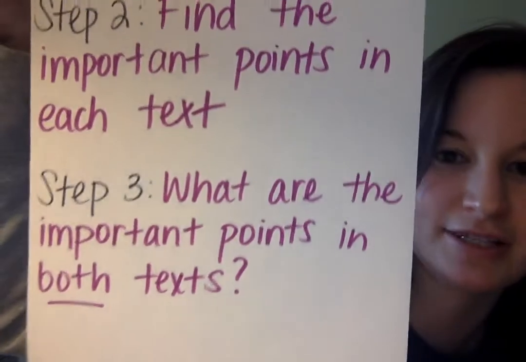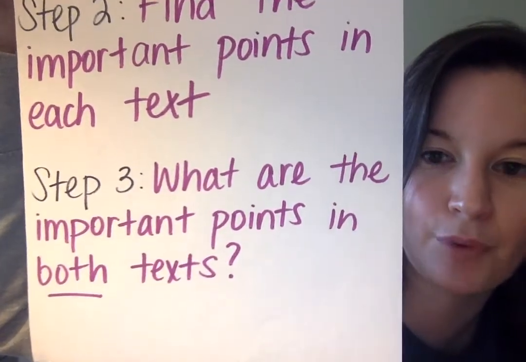If you notice, the only key point that was the same in both texts is that they were important people from history that fought injustice to help end slavery. So looking at step 3, what are the important points in both texts? The important point that showed up to me in both texts is that each of these figures or important people were very important in helping to end slavery in our country because they helped fight injustice.